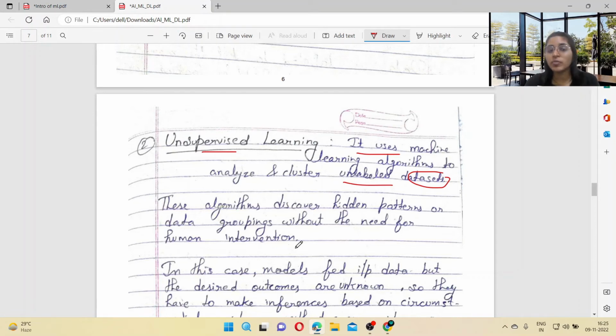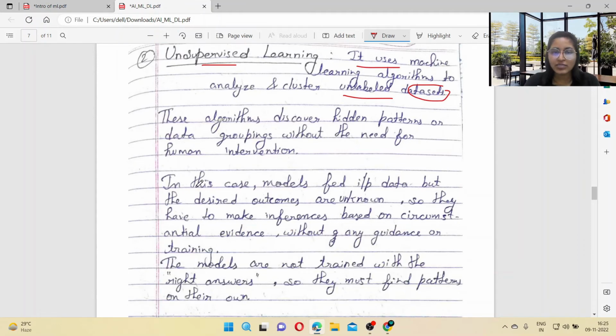In supervised machine learning, it is called supervised because it does its work under the supervision of a human or something else. But in unsupervised machine learning, there is no supervision. You just provide the unlabeled data set, it automatically finds the hidden patterns, and it makes clusters of similar data. So this is unsupervised machine learning.